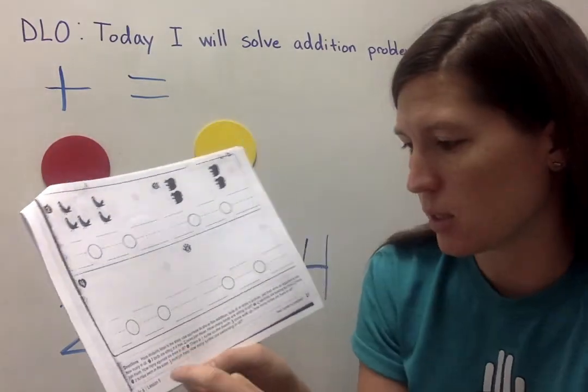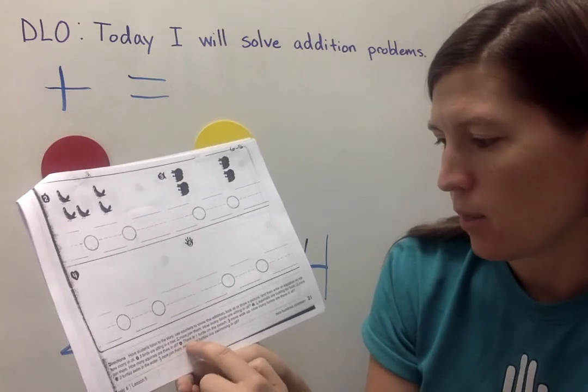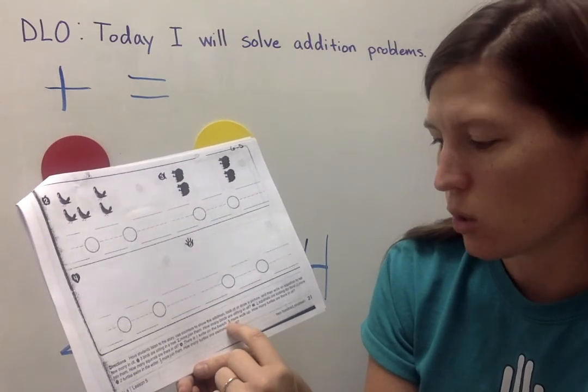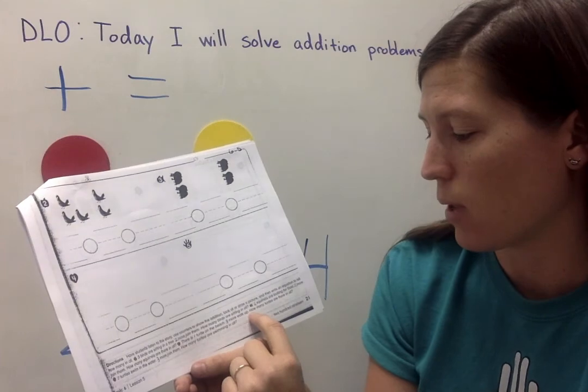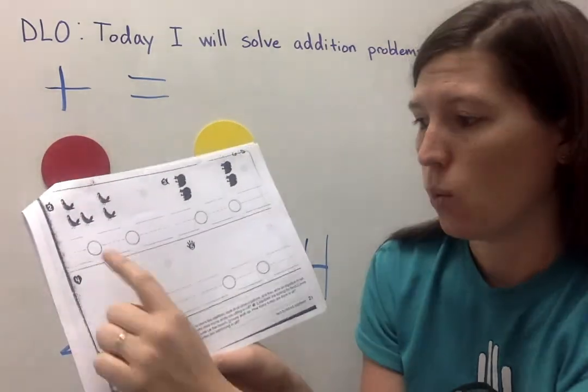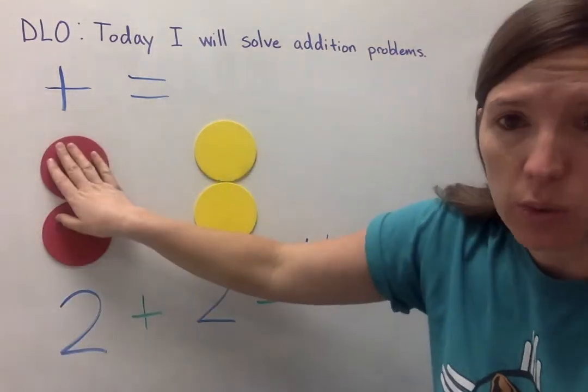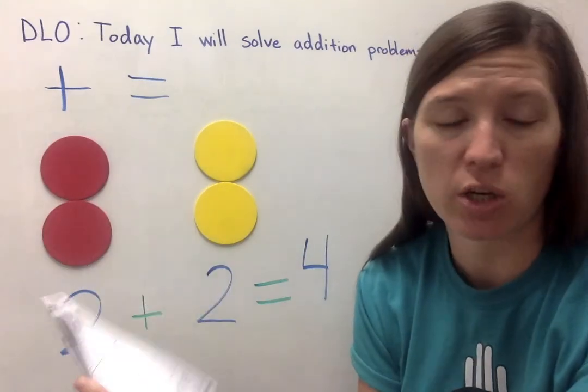It says, so down here it says, like number 4. There is 1 turtle on the beach. 3 more walk up. How many turtles in all? 1 turtle's on the beach. Well, you could build it with your flippy chips, or you could draw a picture, whichever you want to do.